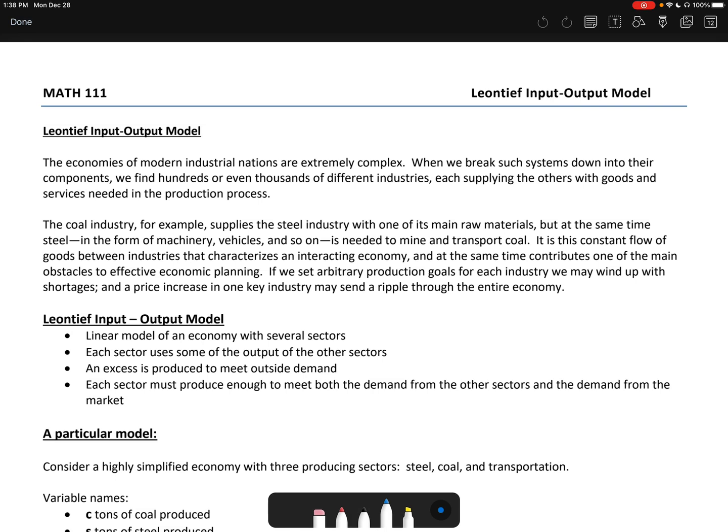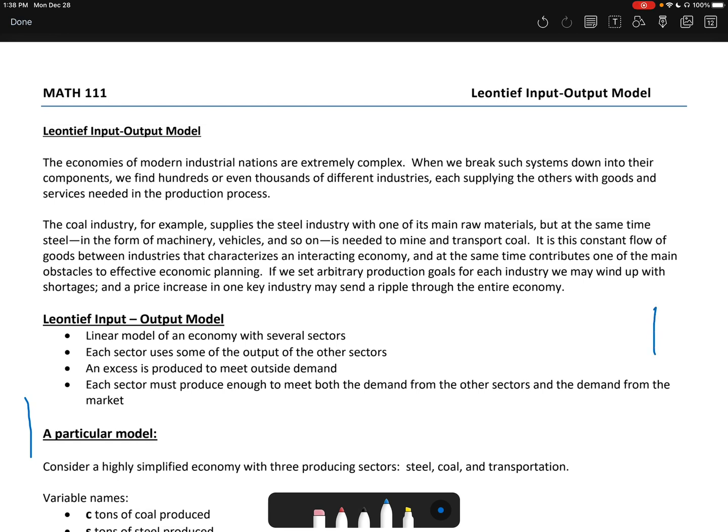So our first example to introduce this is the idea that the coal industry, for example, supplies the steel industry with one of its main raw materials. But at the same time, steel, in the form of machinery, vehicles, and so on, is needed to mine and transport coal. So this constant flow of goods between industries characterizes an interacting economy and at the same time contributes to one of the main obstacles to effective economic planning. It says if we set arbitrary production goals for each industry, we may wind up with shortages. And a price increase in one key industry may send a ripple effect through the entire economy. So these are all good things to keep in mind as we do these.